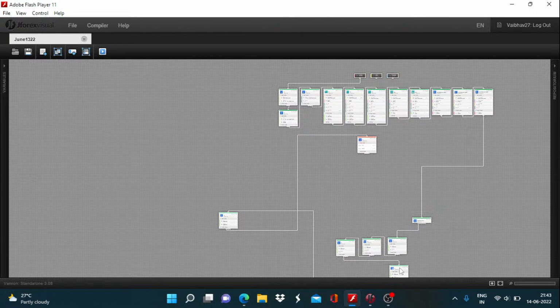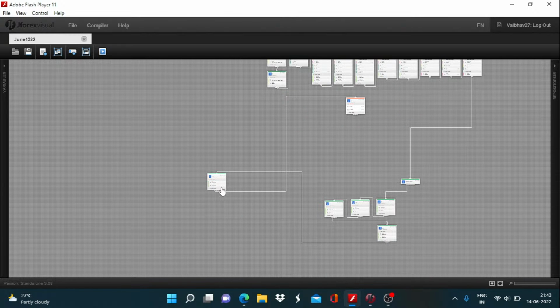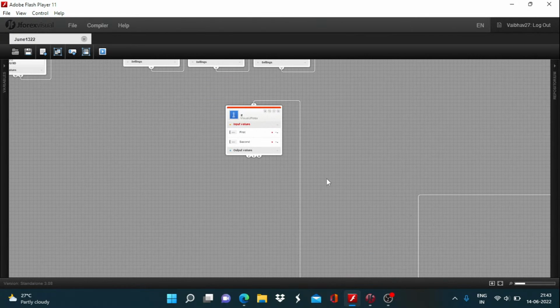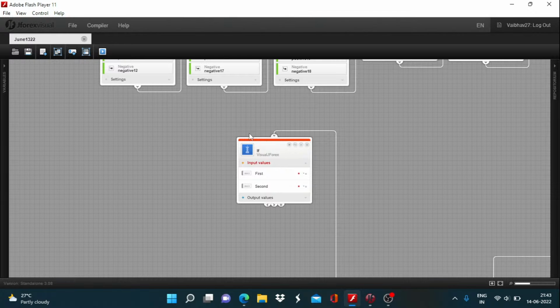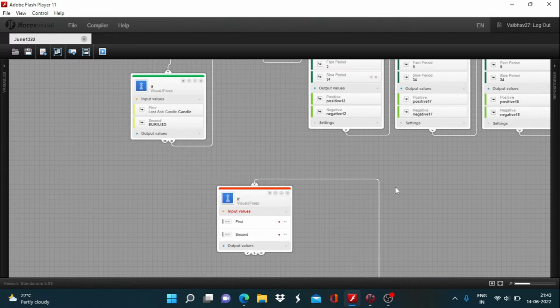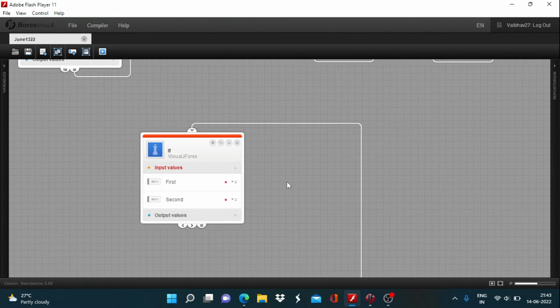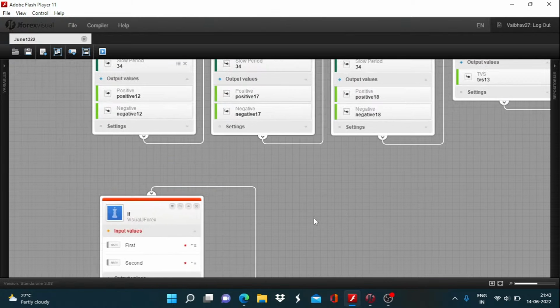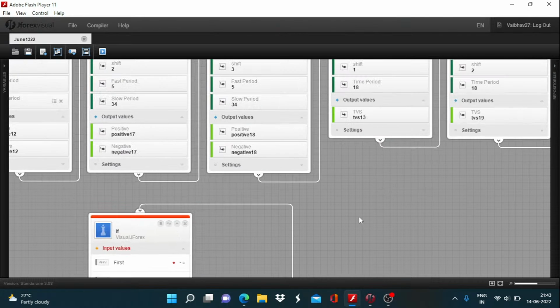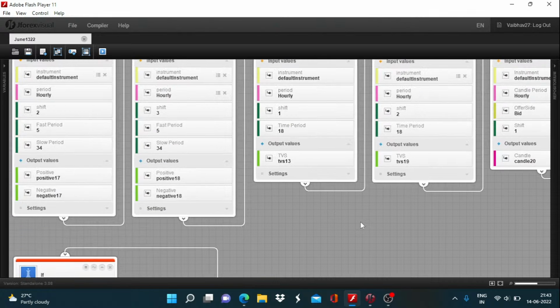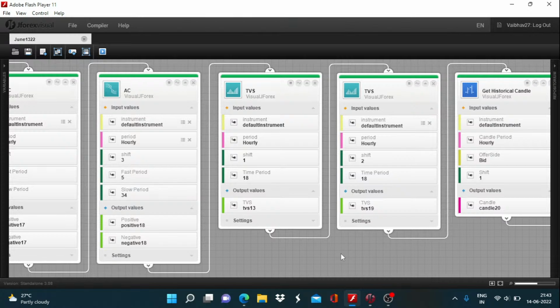I will arrange these blocks on the lower side here. Now coming to the second important parameter, which is going to be the time segmented volume. We need to have it on the positive side. So both these output values, the TVS 13 and TVS 19, will need to be greater than 0.